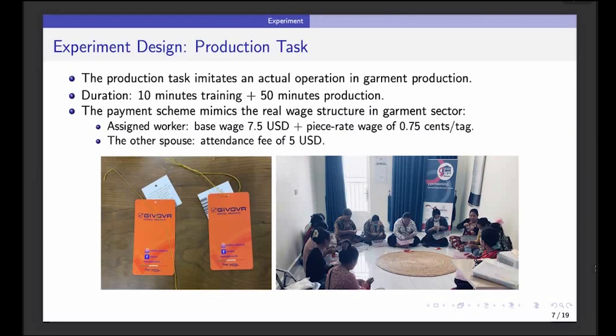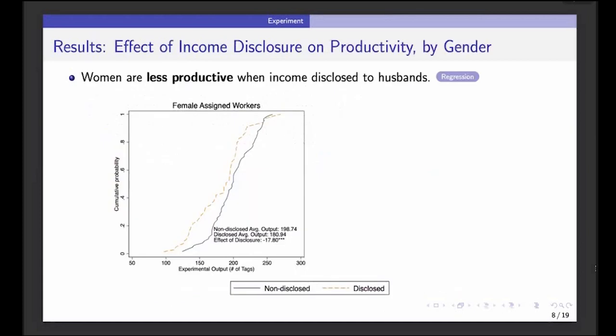Okay, yeah, great. So we see actually a very significant impact of this information disclosure on productivity, and we see that the effects are very different by gender. So let's look at the women first. For the female assigned workers, the blue solid line is the CDF of their productivity in our experiment session if their income is kept private to themselves, and the orange dashed line is the productivity CDF if their income is being disclosed to their husband. So we can see that there is a drop of productivity if their income is being disclosed to their husband. And if we look at the regression closely, it is a significant 8% decrease of their labor productivity.